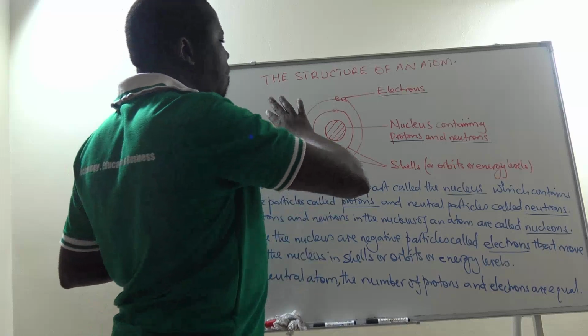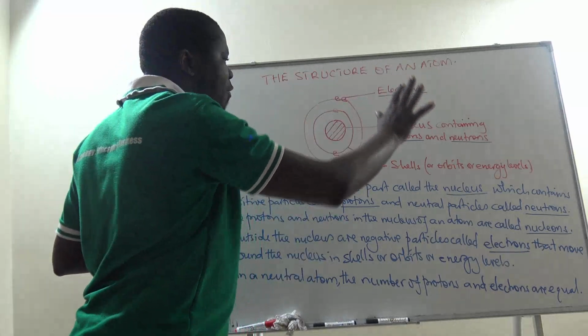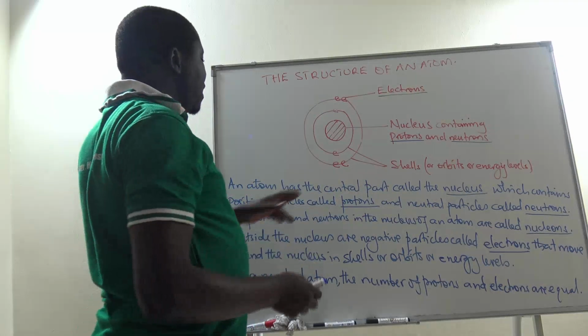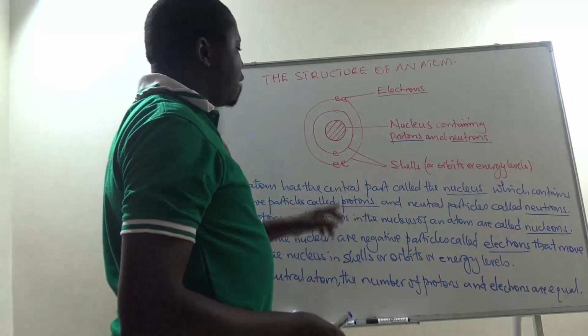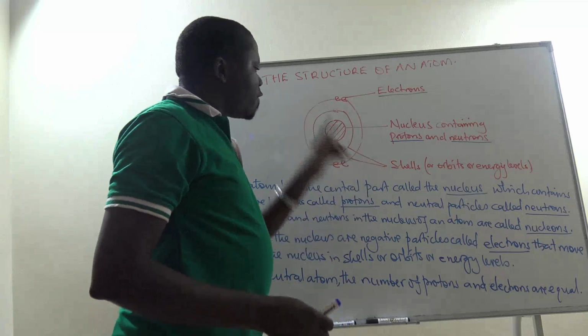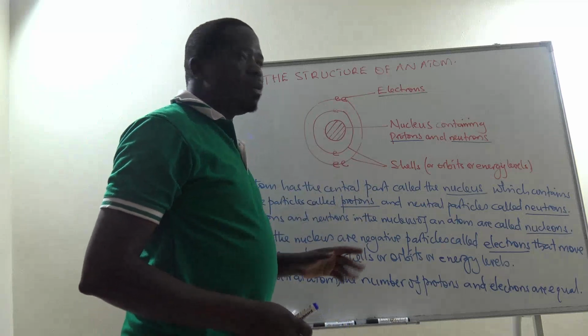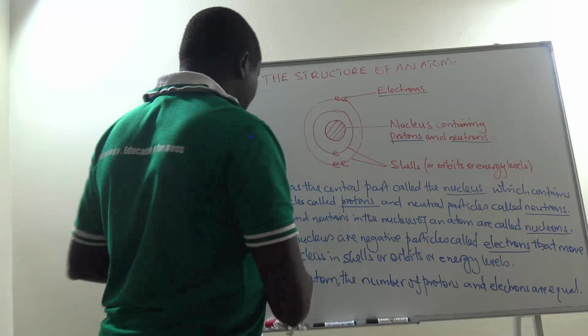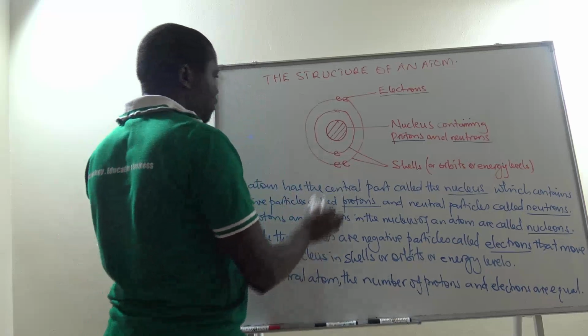So let me wind up with a simple table that shows us the subatomic particles, and we are going to see the charge of each subatomic particle and then the mass of each subatomic particle. Briefly.